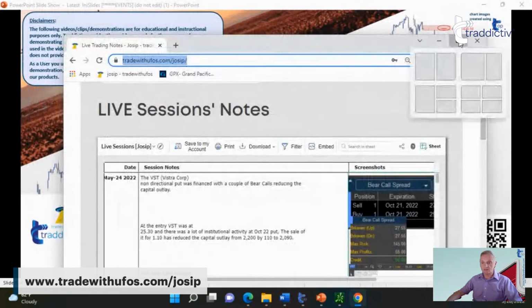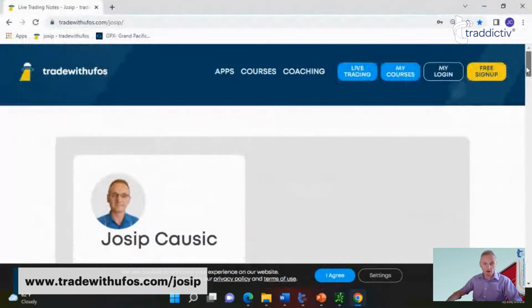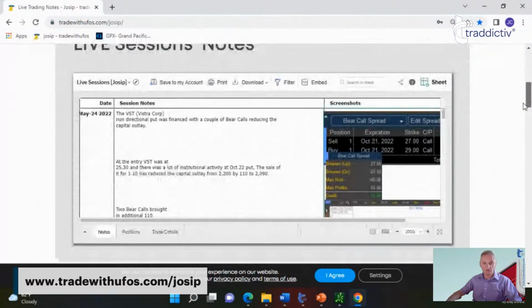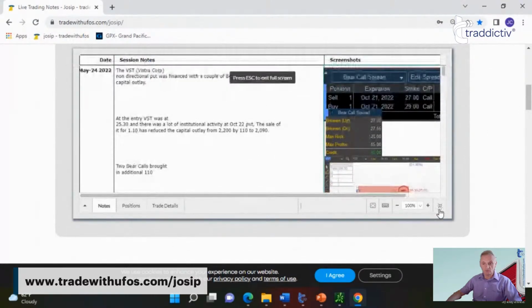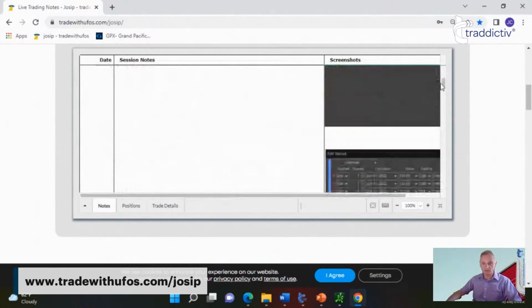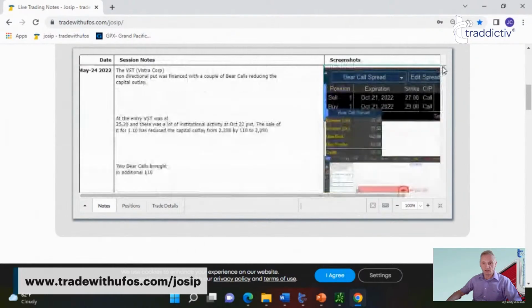So this is, in my opinion, the page that is not being used very often. You go to trading with unfilledorders.com/Josip, and then you look at the notes from previous sessions that we had. If you enlarge this, you would see this is a trade that we placed in the last session. And if you scroll down here, I break down the whole explanation of this trade and how everything went around.